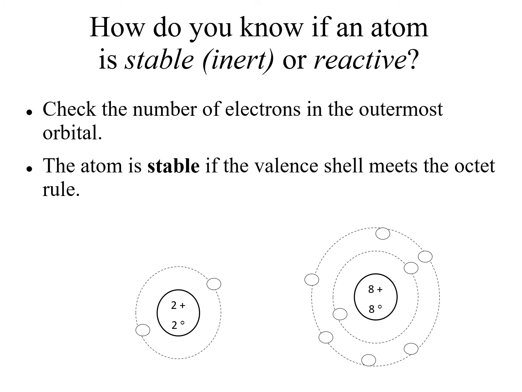So take a look at these 2 examples. On the left, that atom has reached the duet rule because of 2 electrons in the valence shell, so it's stable. The atom on the right: count that valence shell. Only 6 electrons out there means that this is a reactive or not a stable atom. That means that it's too short of that octet rule.